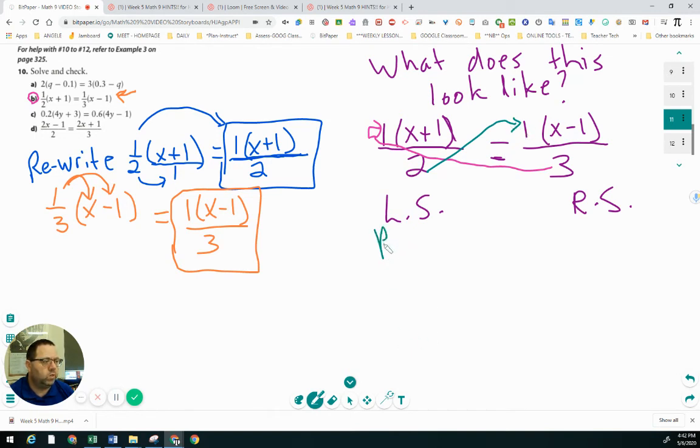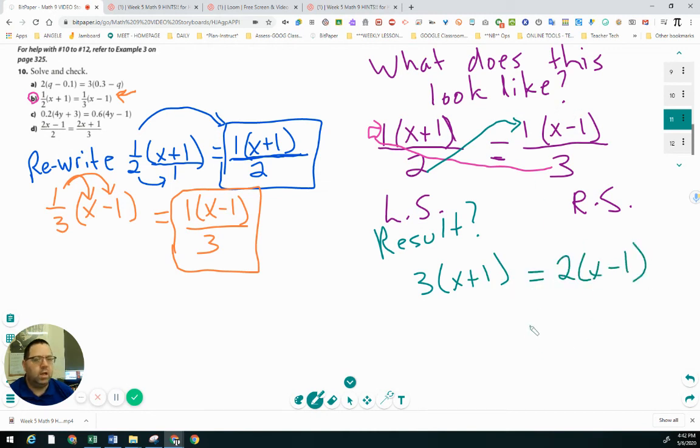So the result is 3 times 1 is 3. So on the left, you're going to have 3 times (x plus 1). And on the right, you're going to have 2 times (x minus 1). And then you're going to double distribute, right?